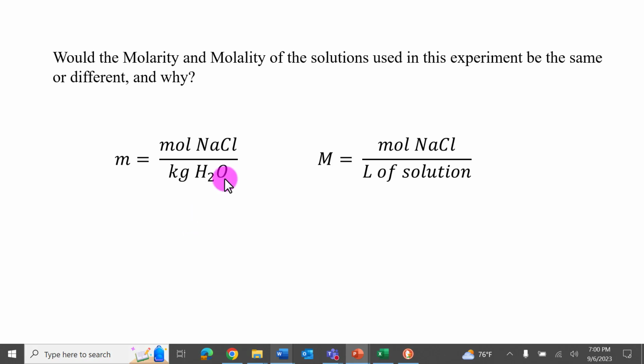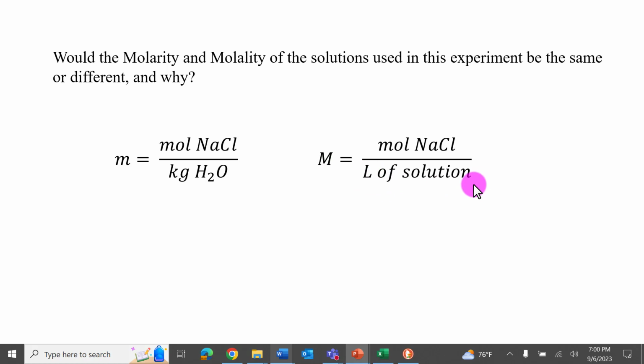And lastly, you have this question: would the molarity and molality of the solutions used in this experiment be the same or different, and why? So think about what the formulas are. This is molality, this is molarity. They both have moles, but they differ in the way they look at solvent and solution. So the moles of solute are the same for both. But for molality, we look at just the mass of the solvent, whereas for molarity, we look at liters of solution.